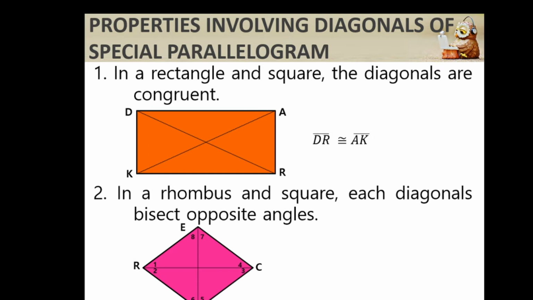For example, we have parallelogram CARE. The diagonal RC divides angle R and angle C into four congruent angles: angle 1, angle 2, angle 3, and angle 4. Likewise, diagonal EA divides angle A and angle E into four congruent angles: angle 5, angle 6, angle 7, and angle 8. Thus, we can say that parallelogram CARE is a rhombus or a square.